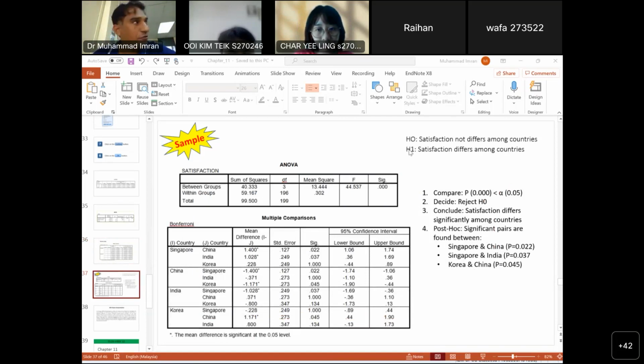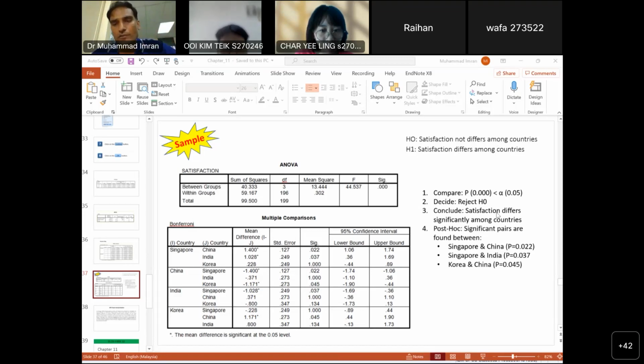We have to accept H1. Satisfaction differs among countries, right? Because this is a significant result. Now we can see one by one how one category impacts another category. See here, compare the value: it is less than 0.05, so H0 is rejected. So H1 is accepted. If this one is rejected, then we have to accept this one. Conclude: satisfaction differs significantly among countries. Satisfaction is not equal. Different countries have different satisfaction levels.